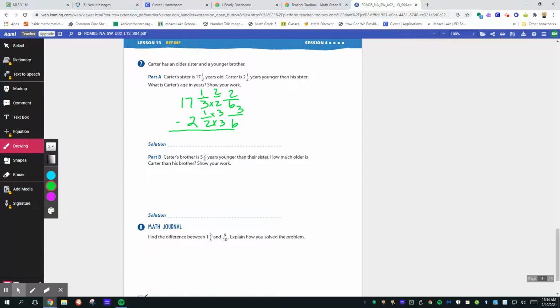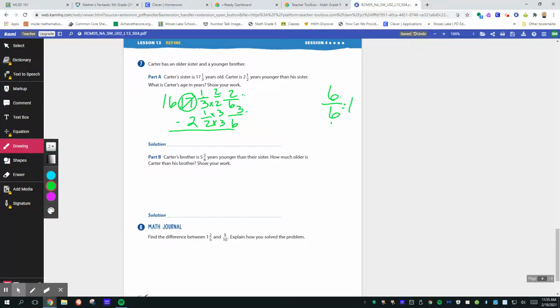This is one of those times where we have 2 6ths minus 3 6ths. Can we take 2 and take away 3? No. So we're going to have to borrow a set of 1 whole from the 17. So we don't have 17 anymore. We have 16. And we're going to take that 1 whole. Remember, 6 over 6 would be our, with the common denominator, that's our 1. 6 over 6 is equal to 1.